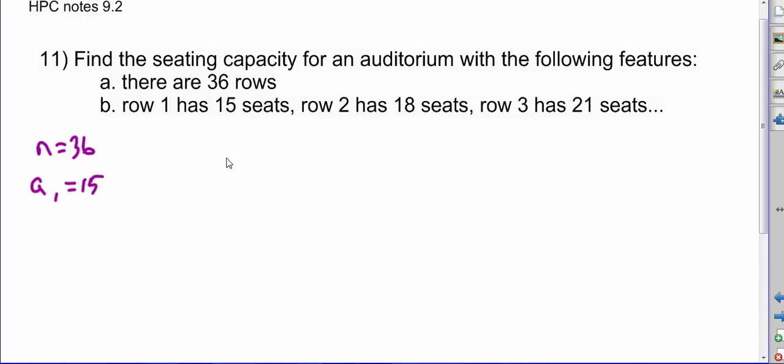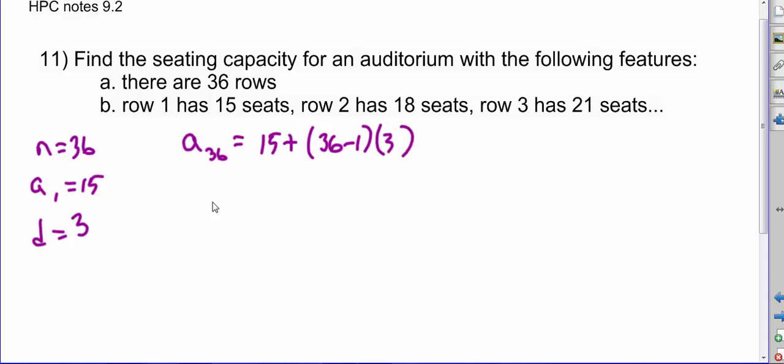That's the first row. Now before I can find the seating capacity, I actually need to find how many seats are in the last row, and to do that we do a sub 1, which is 15, plus n minus 1 times our difference. Now we didn't write our difference over here, but you can see each row has 3 more seats than the previous. So our 36th row would have 120 seats.